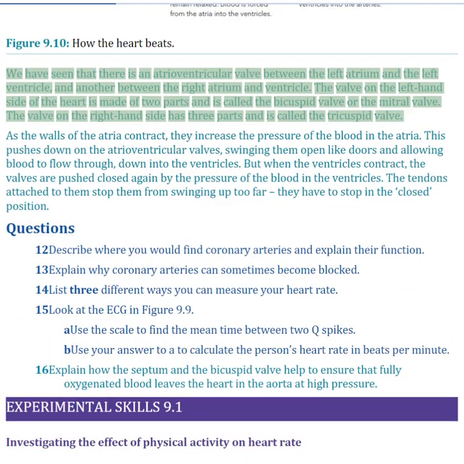We have seen that there is an atrioventricular valve between the left atrium and the left ventricle, and another between the right atrium and ventricle. The valve on the left-hand side of the heart is made of two parts, and is called the bicuspid valve, or the mitral valve. The valve on the right-hand side has three parts, and is called the tricuspid valve.